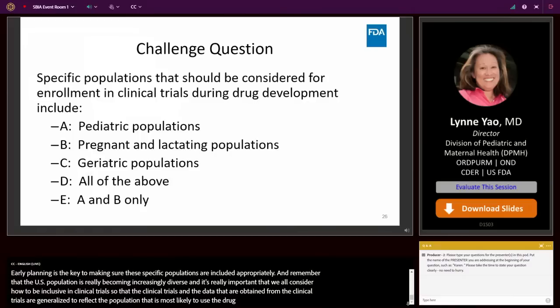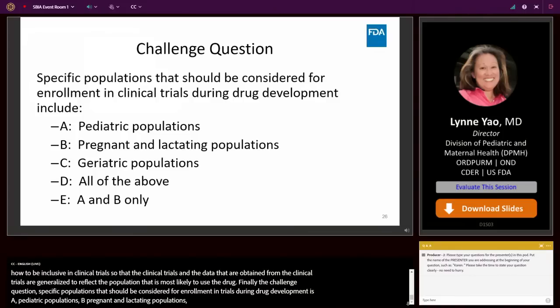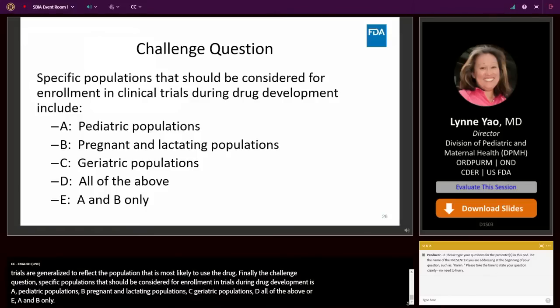And finally, the challenge question. Specific populations that should be considered for enrollment in clinical trials during drug development include A, pediatric populations, B, pregnant and lactating populations, C, geriatric populations, D, all of the above, or E, A and B only. And hopefully you've all gotten the correct answer, which is D, all of the above.